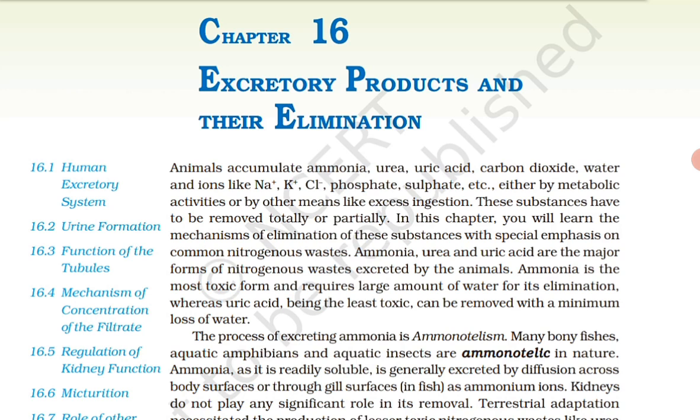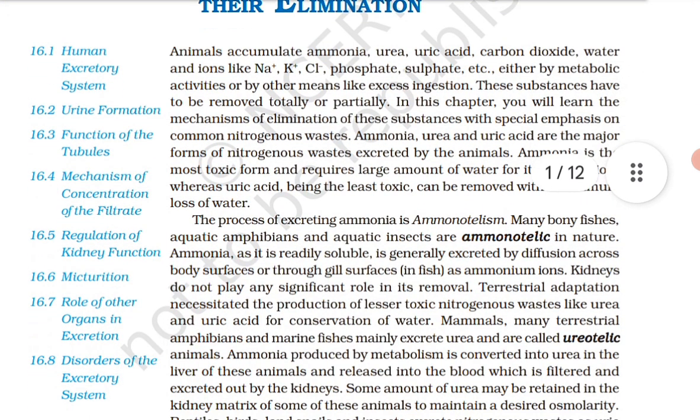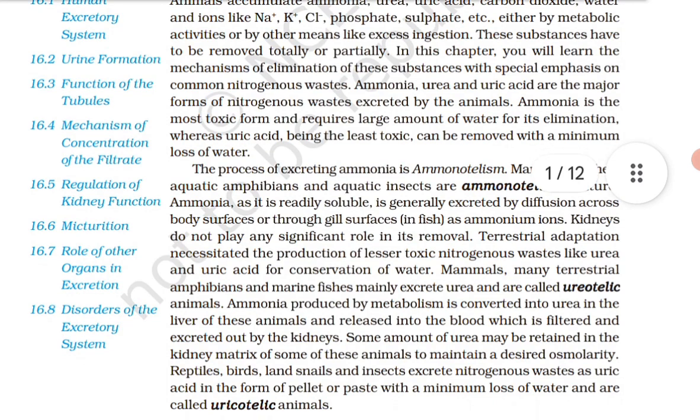Ammonia, urea, and uric acid are the major forms of nitrogenous waste excreted by the animals. Understood? Ammonia is the most toxic form and requires a large amount of water for its elimination, whereas uric acid, being the least toxic, can be removed with the minimum loss of water. The process of excreting ammonia is ammonotelism. Many bony fishes, aquatic amphibians, and aquatic insects are ammonotelic in nature.